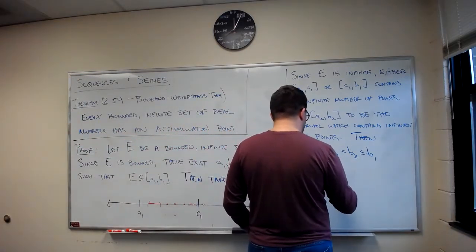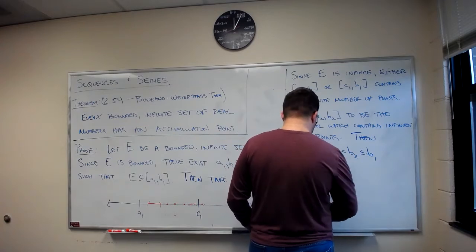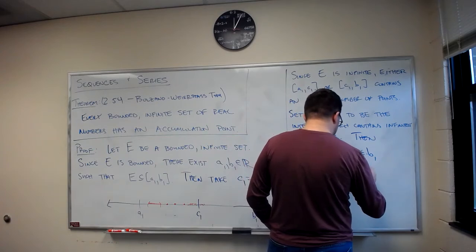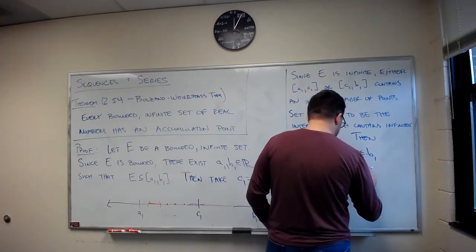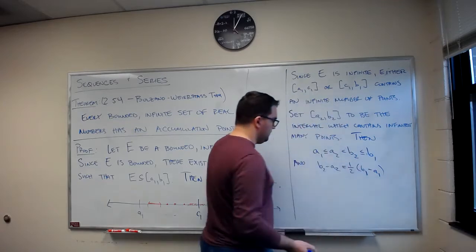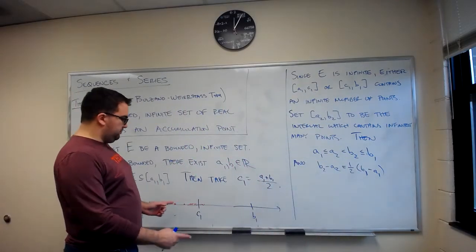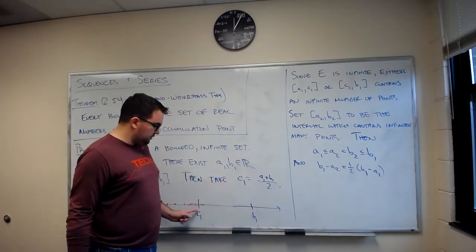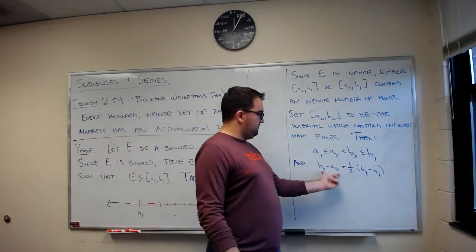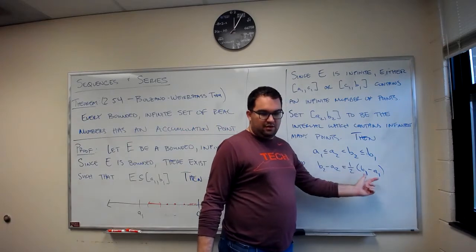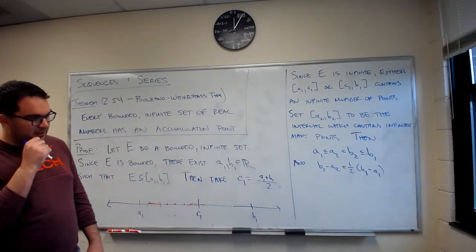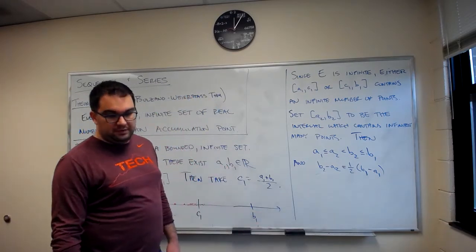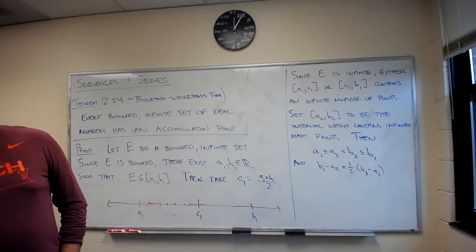And the second thing I'll point out is that B2 minus A2, the length of A2, B2, well, A2, B2 is either this interval or this interval, and because I set C1 to be the midpoint, the width of this new interval is exactly 1/2 the width of the previous interval. So the width of A2, B2 is 1/2 the width of A1, B1. Now I'm going to repeat this process.